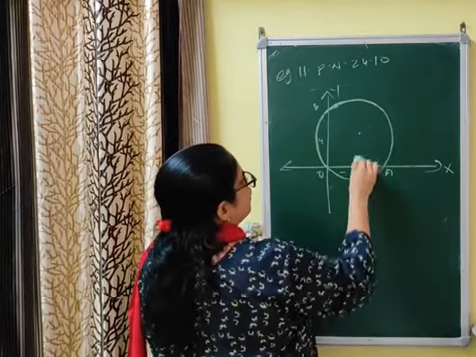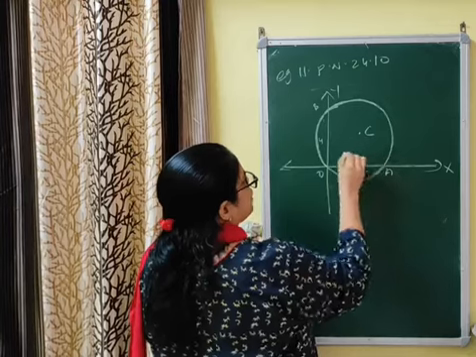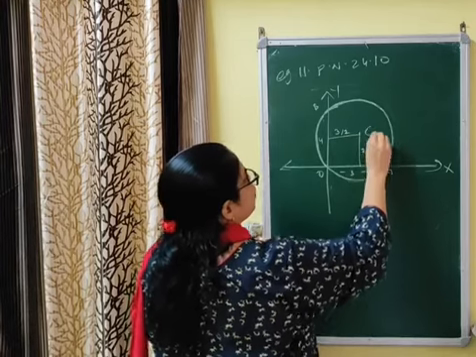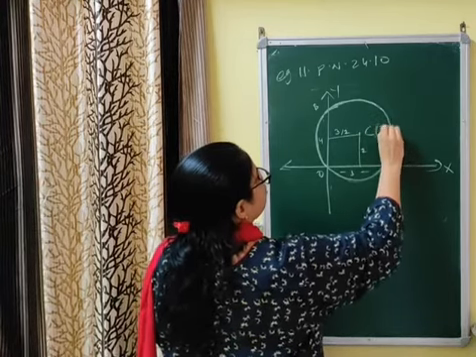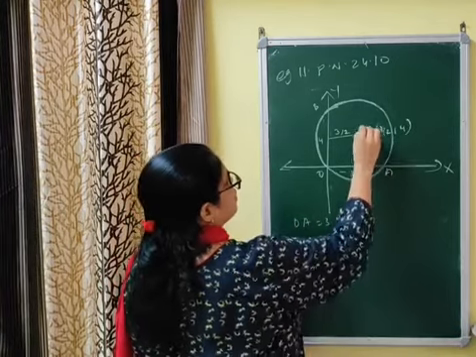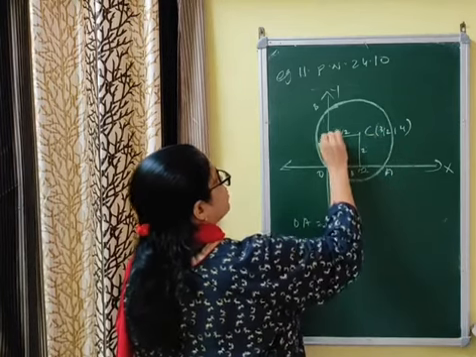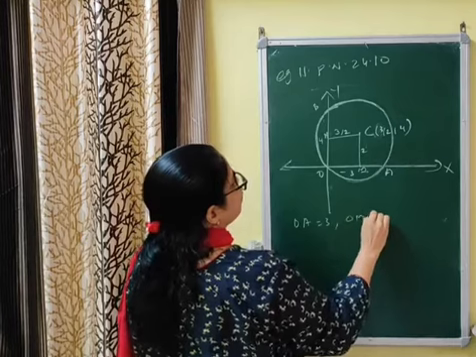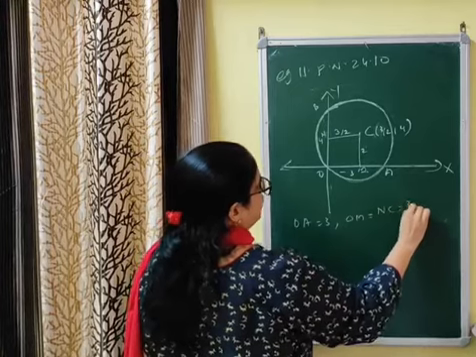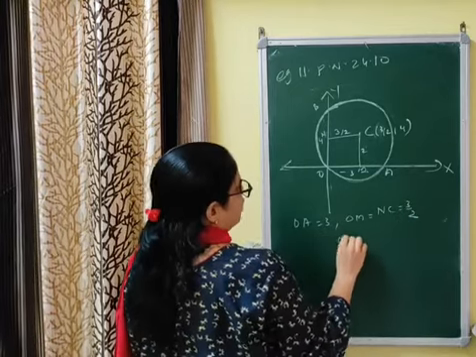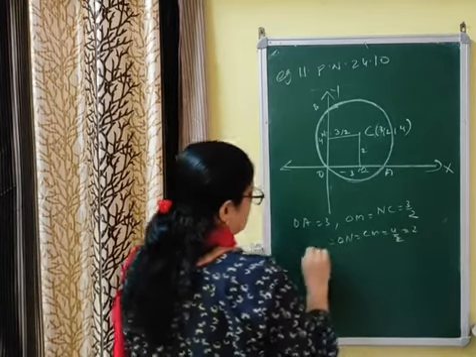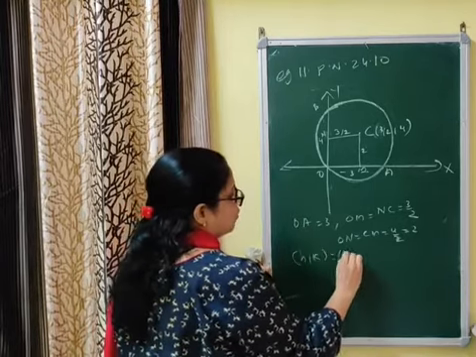Now since the center is half of this, the horizontal distance becomes 3 by 2, and the vertical is 4 by 2, that is 2. So the center becomes 3 by 2 comma 2. Since OA is equal to 3, I can take this as M, this as N. OM is equal to NC is equal to 3 by 2, and ON is equal to CM is equal to 4 by 2, that is 2. That means h comma k is equal to 3 by 2 comma 2.